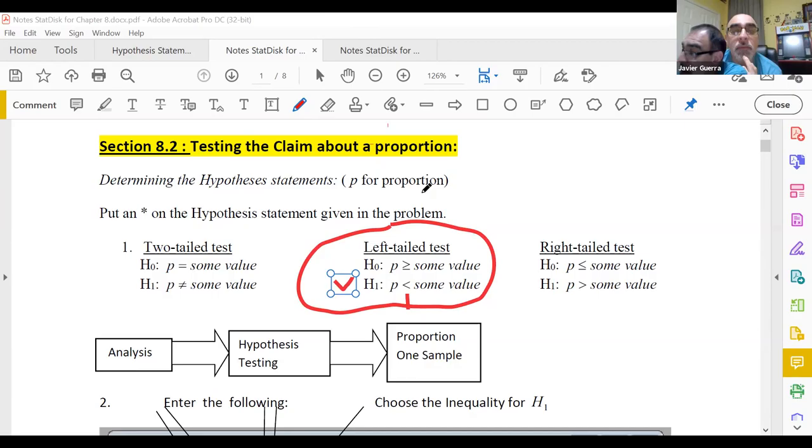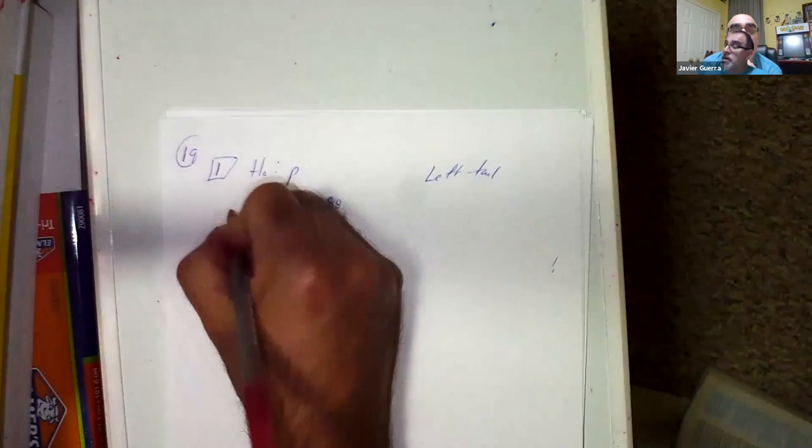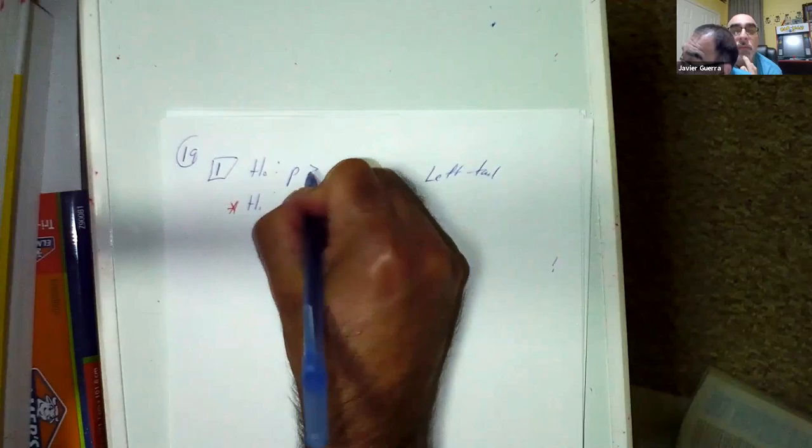All right. So point 80. All right. So look at my sheet. This is what I did. I also put left tail on it. Left tail. This is what I did. I wrote down 0.80. Left tail. I'm going to put an asterisk because that's what was given to me originally in the problem. So therefore, the other one has to be greater than or equal to 0.8. So there's my hypothesis statements.